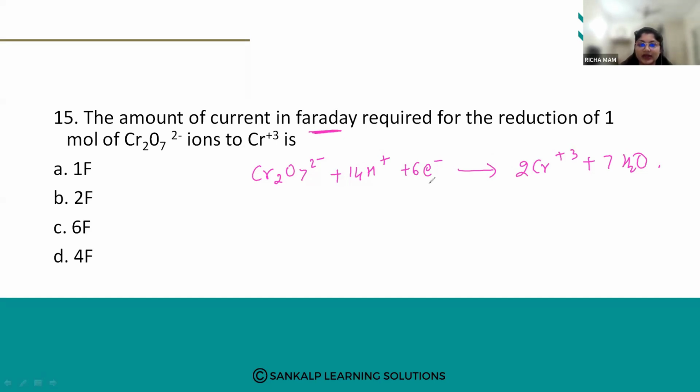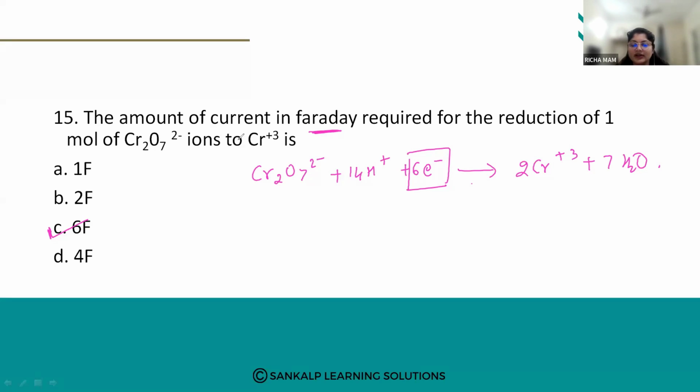The Faraday is counted in terms of what? It is counted in terms of the electron, right? So the amount of current in Faraday required for the reduction of 1 mole of dichromate to Cr plus 3 is how much? It is 6. So option number C is the 6 electrons, right? So 6 Faraday. Yes. Lubna has answered it correct. Very good. It is 6 Faraday.